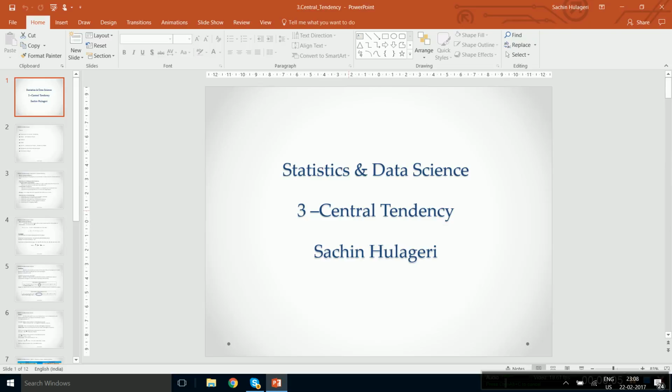Let's continue our discussion on statistics and data science. Today we are going to discuss central tendency. This comes under descriptive statistics. As we know, there are two kinds of statistics: one is descriptive statistics and the other is inferential statistics. Let's see central tendency in descriptive statistics.